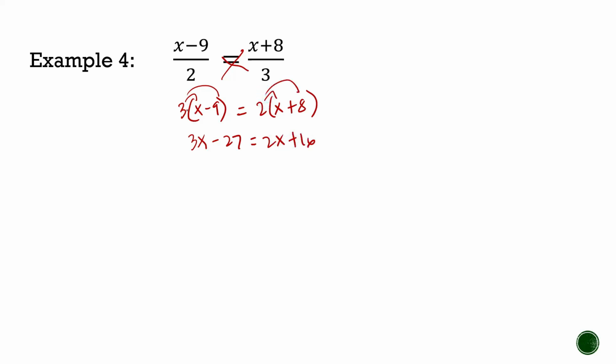3 times x, 3x. 3 times negative 9, negative 27. 2 times x is 2x. 2 times 8 is 16. Okay, so this time I'm going to get rid of this 2x on the right. So I'll put that negative 2x on the left. Again, that's positive 2x on the right. So on the left, we will do minus 2x. Okay. So this will be x minus 27 equals 16. And then add 27 on both sides. Cancel that out. So x equals 43.